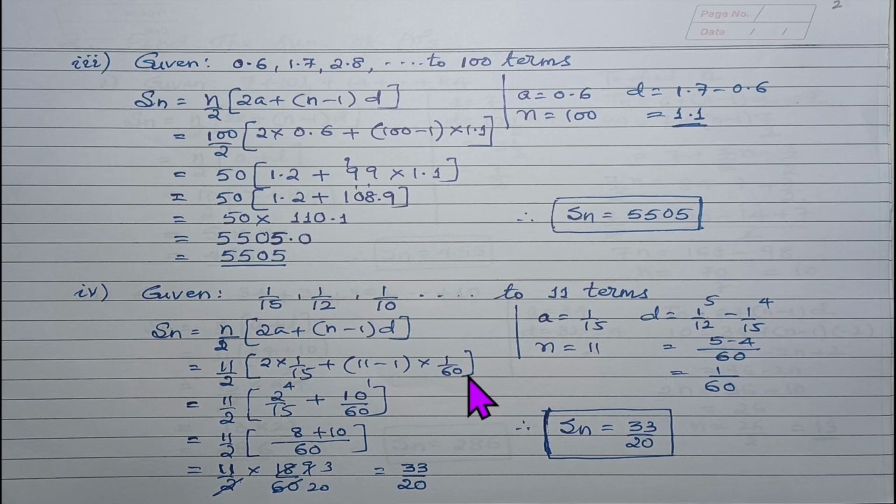Substituting the value of d here, 1 by 60, and simplifying we get 2 into 1 by 15 is 2 by 15, 11 minus 1 is 10 by 60, and we have the LCM as 60 here. So 15 times 4 is 60, 2 times 4 is 8, plus 10 divided by 60, that is 18 by 60. 11 by 2 into 18 by 60 becomes 33 by 20, and therefore the sum of the 11 terms of the given AP is 33 by 20.